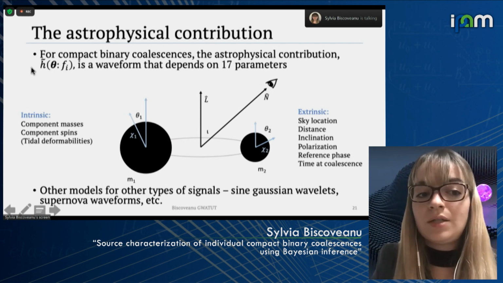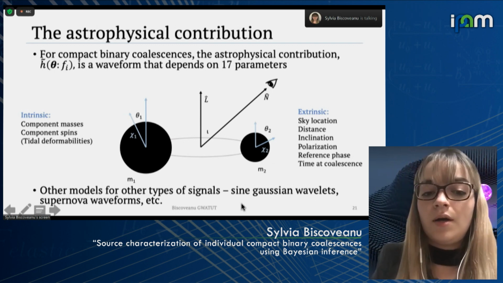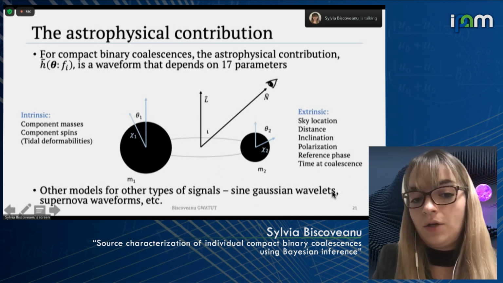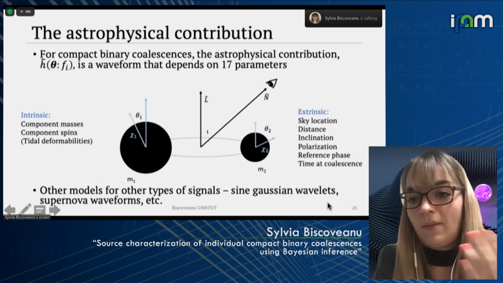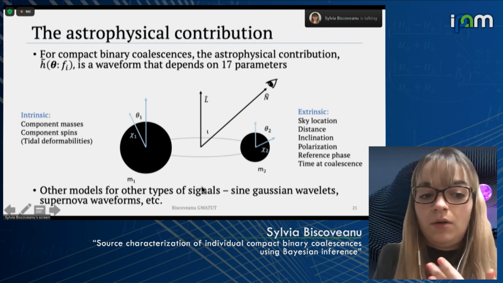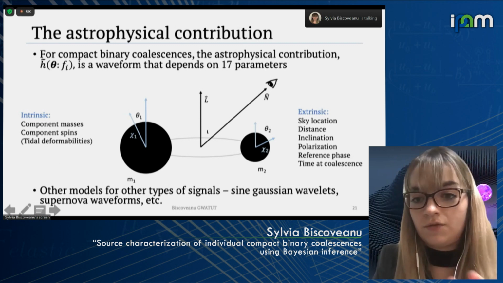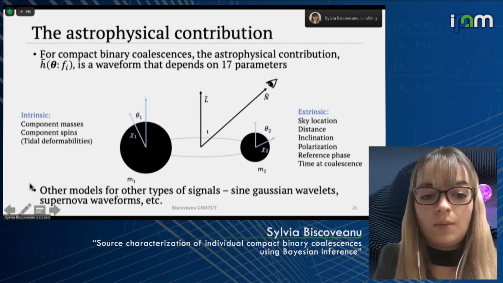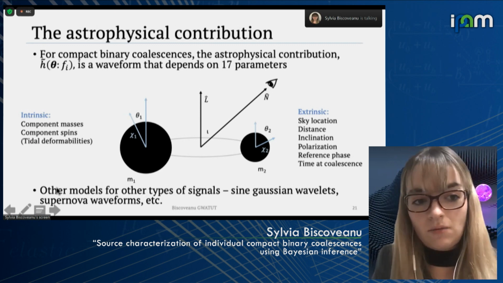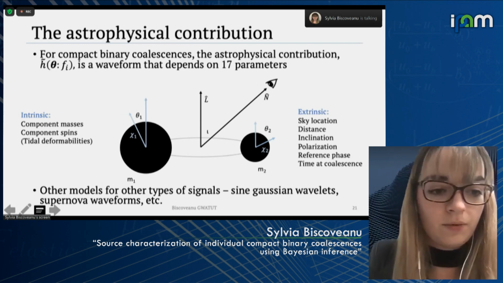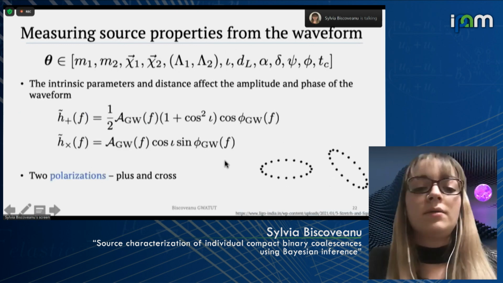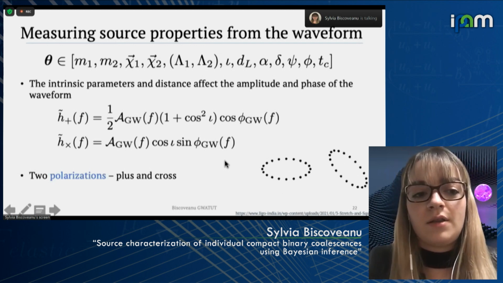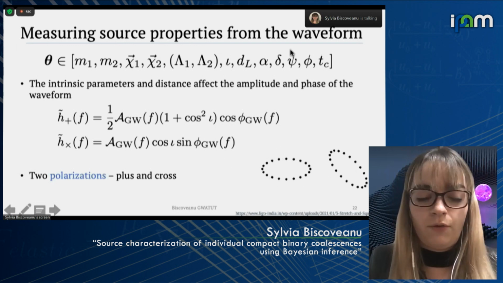And again, it's possible that this astrophysical contribution comes from a different type of signal. If you have something and you're not sure that it's a compact binary, you can model it with a sum of sine Gaussian wavelets. There are also waveforms for predictions for the signal from supernovae. So this can be anything you want it to be. It's just that for now we're interested in compact binaries. Okay, so how do we actually measure these parameters from the waveform?